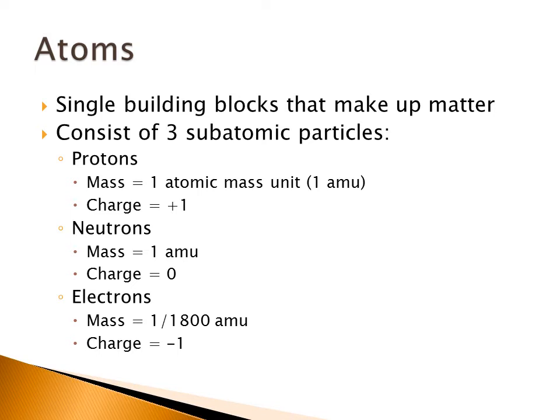Whereas it takes 1,800 electrons to have the same mass as 1 proton or 1 neutron. So electrons have 1/1800th of an atomic mass unit as their mass. Charges on protons is a +1, charges on neutrons is neutral or 0, and charge on an electron is a -1.